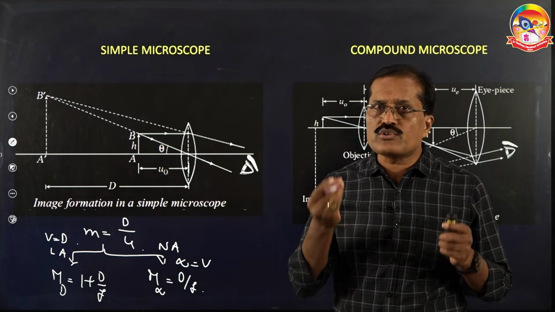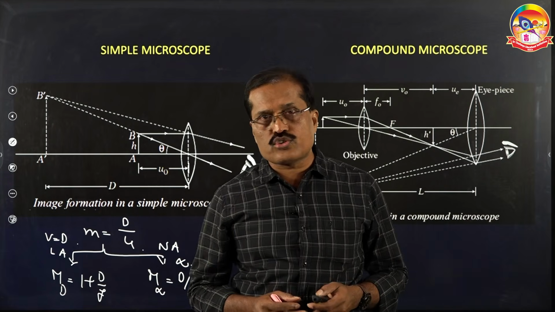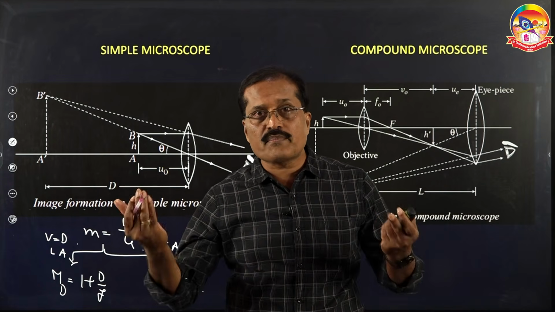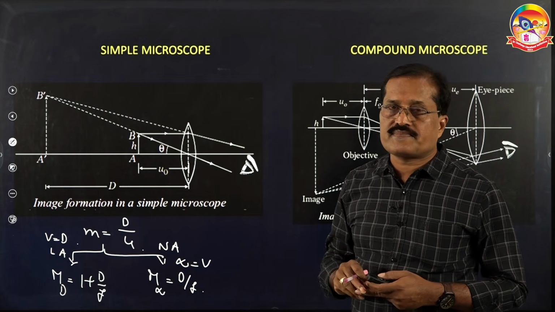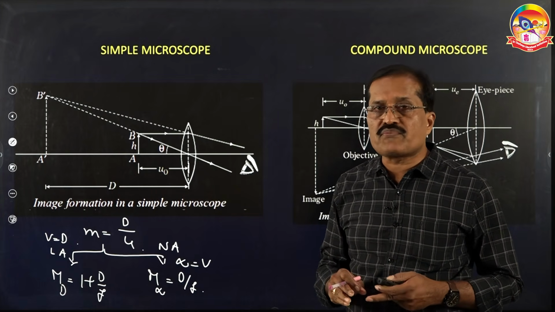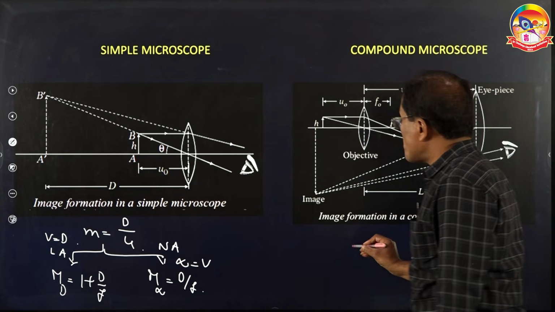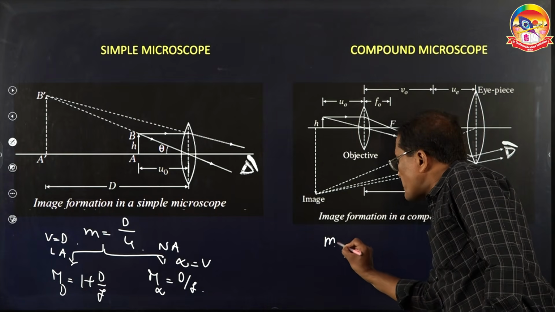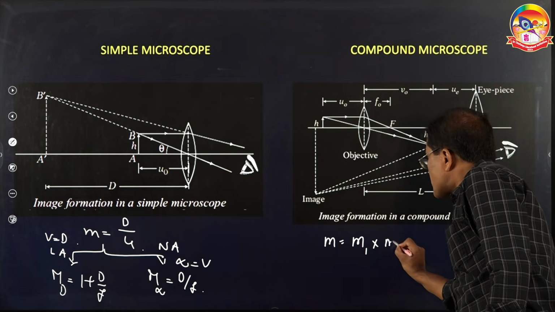Sometimes very minute, tiny objects cannot be seen with the ordinary microscope. We go for a higher magnification microscope, which is a compound microscope, where we use two lenses. With one lens we do not get perfect magnification, you need a double magnifier, and hence this is also called a double magnifier. Magnification of a compound microscope is equal to the magnification of the first lens into the magnification of the second lens.